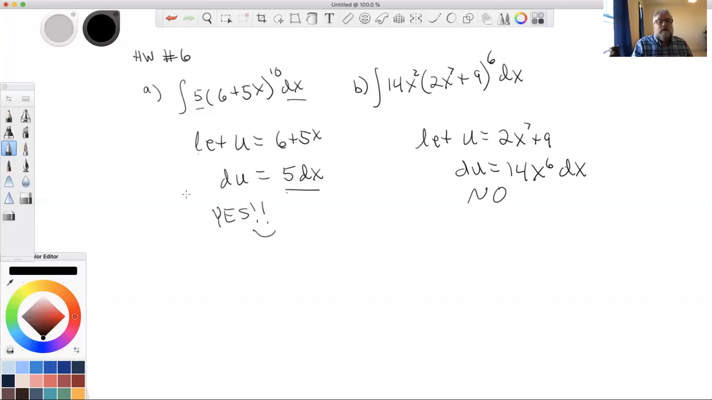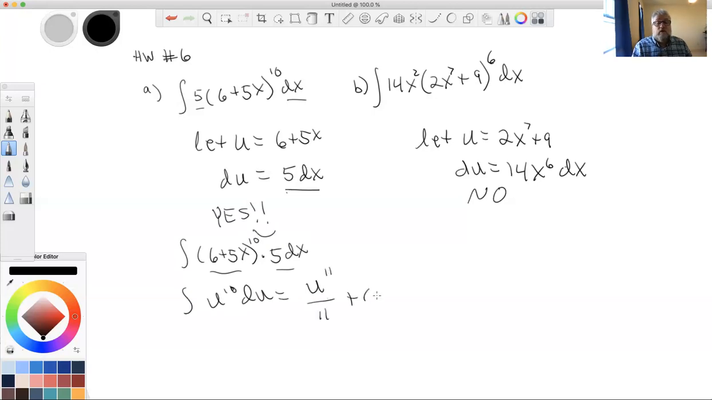So over here, let's go ahead and do this integral. So I'm going to rewrite it as 6 plus 5x to the 10th times 5 dx. So here's u and here's du. So this will be u to the 11 over 11. So that would be 6 plus 5x to the 11 over 11 plus c. So this is how we would use the power rule to solve this one.